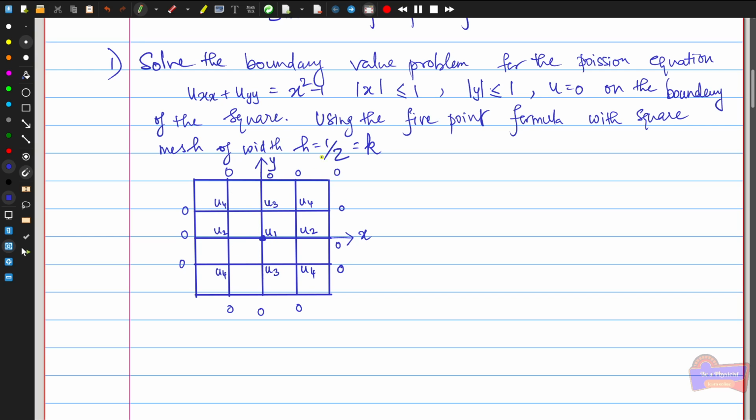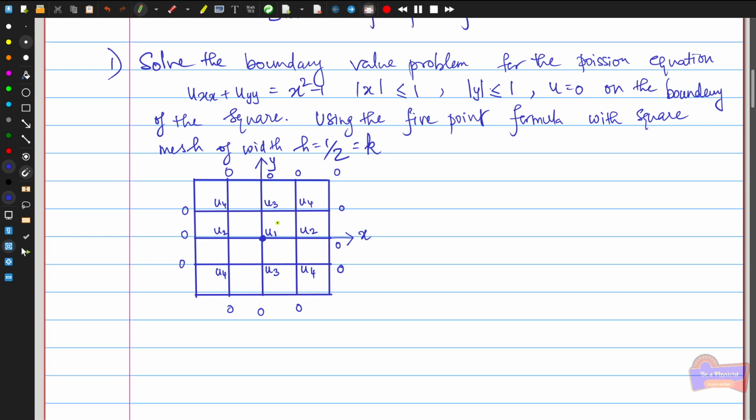So we can see that this actually has symmetric points with respect to the x and y axis. Suppose I take this as the origin value u1, and this is the x and y axis. You can see that, based on this x and y axis, you can get the symmetry in the point u1.